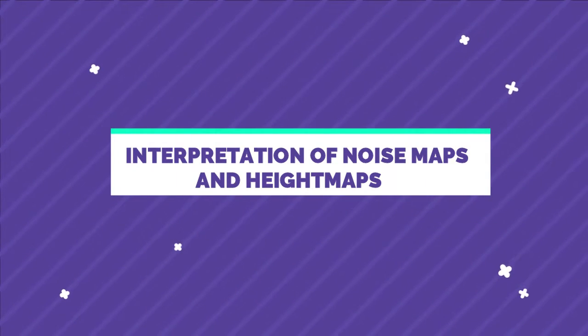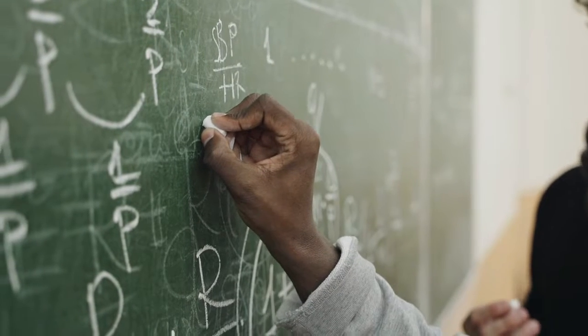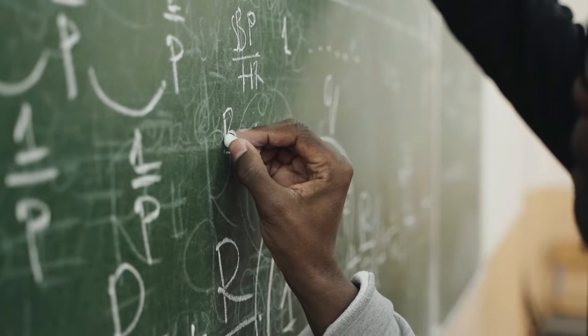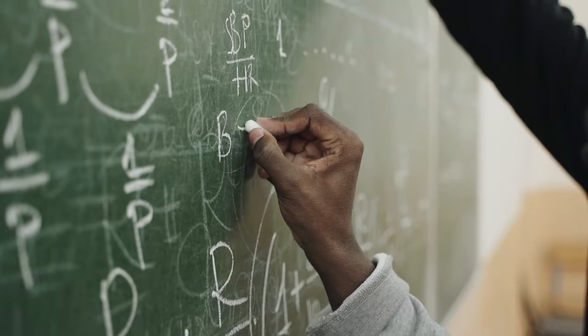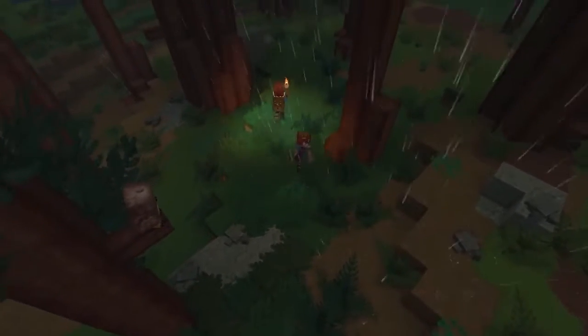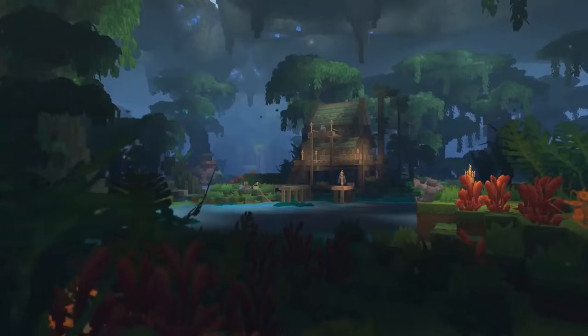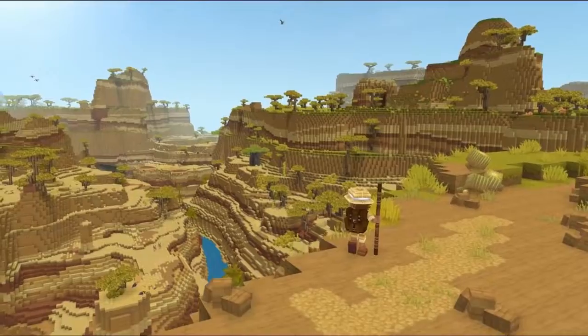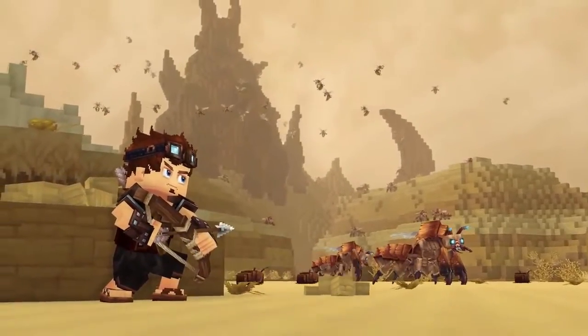Interpretation of noise maps and height maps. A noise map is a set of random numbers that may be coupled with a variety of algorithms to produce a wide range of different types of generation in the context of procedural generation systems. Noise maps are used in many different areas of Hytale's content creation engine, including all of the landscape-related algorithms that we'll go through later in this video. One of the most notable applications is the construction of the zones themselves.